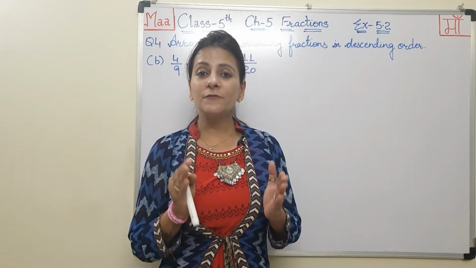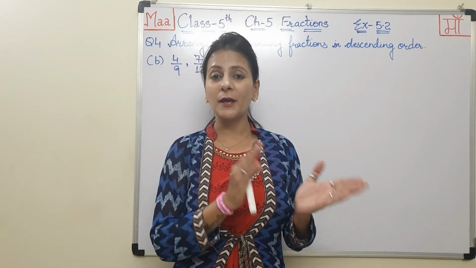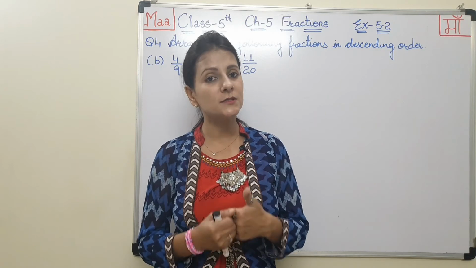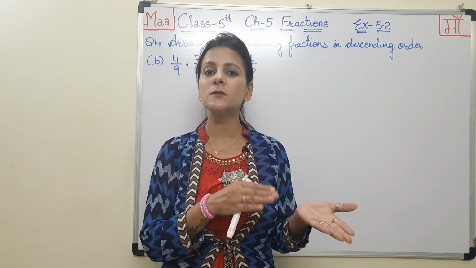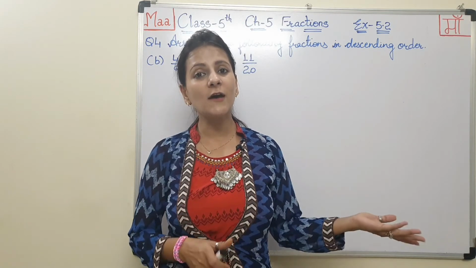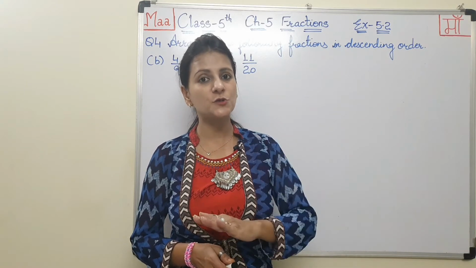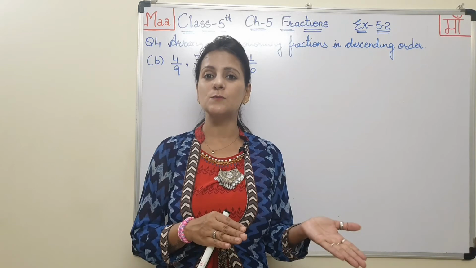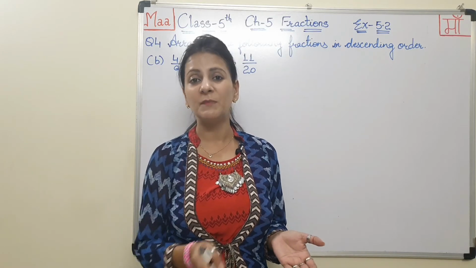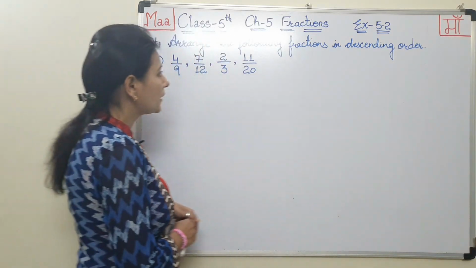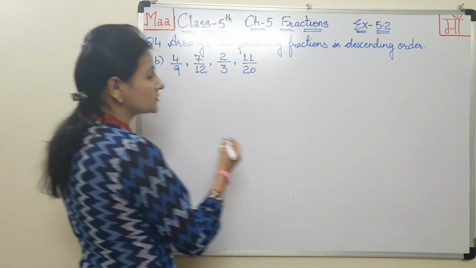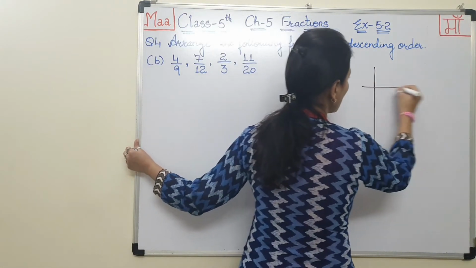In previous question I have taught you how to arrange the fractions in ascending order. In this question we will do how to arrange the fractions in descending order. So it is just reverse of previous question. There we have arranged the fractions from smallest to greatest, and here we will be arranging the fractions from greatest to smallest. Rest all the procedure will be similar. So see, here also you can notice that the denominators are different. So first of all we will take the LCM of the denominators.